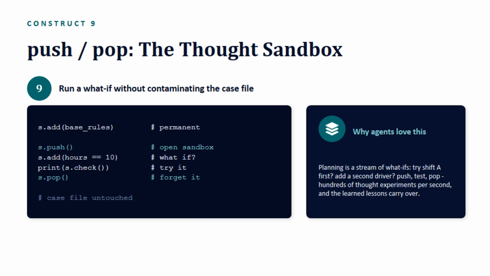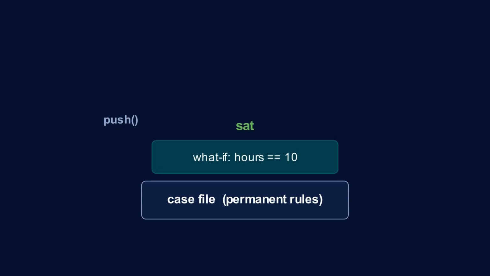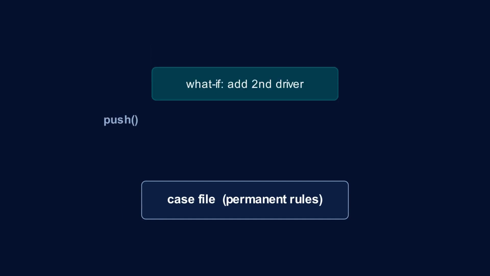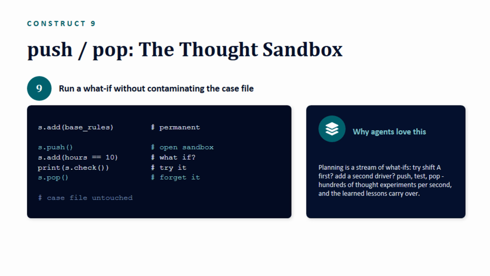Construct 9, push and pop, the thought sandbox, and the analogy I promised back in episode 1. Picture a stack. At the bottom sits your case file, the permanent rules, filed once. Now the agent wonders, what if the shift ran 10 hours? You do not want that speculation contaminating the case file. So, push. A new transparent layer opens on top. Add the what if there, call check, read the verdict. Then pop, and the layer vanishes, the speculation is forgotten, and the case file underneath is exactly as it was.